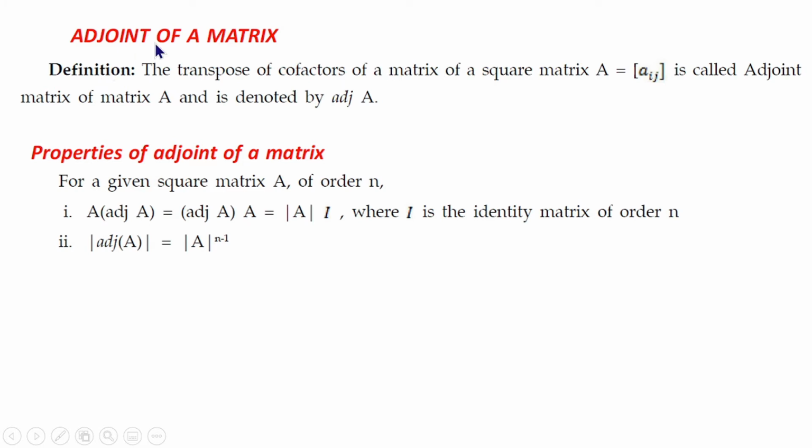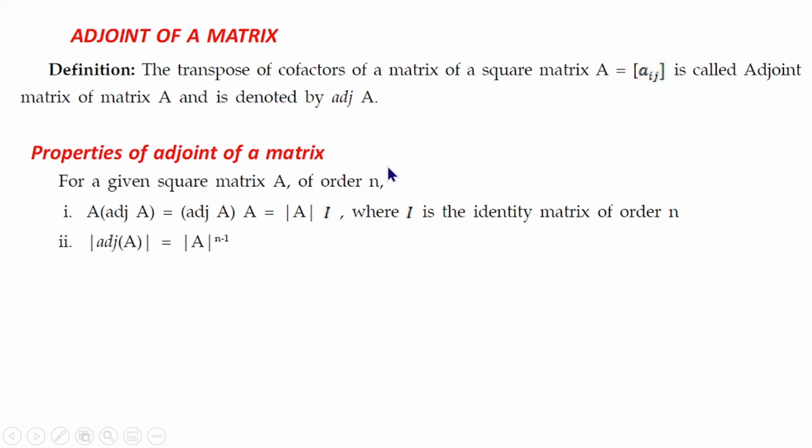Now moving on, next we have the adjoint of a matrix. The transpose of the cofactor matrix of a square matrix A equal to [Aij] is called the adjoint matrix of matrix A, and it is denoted by adj A. So if we have a matrix of order 3 or more, then we can follow this rule.